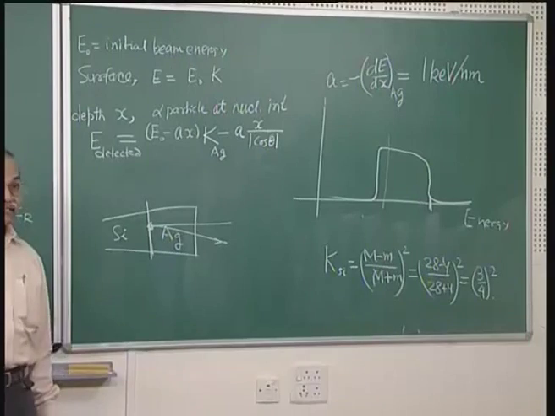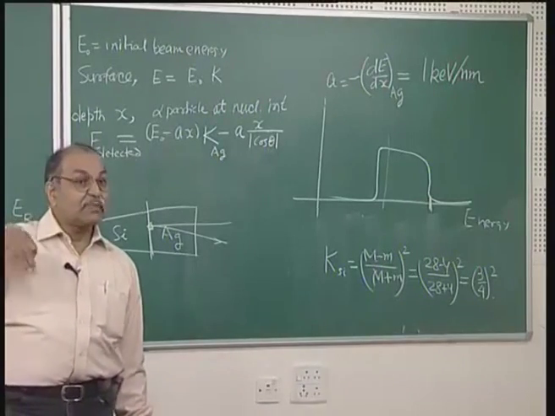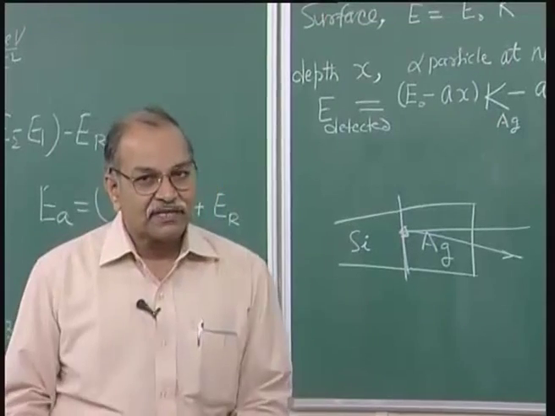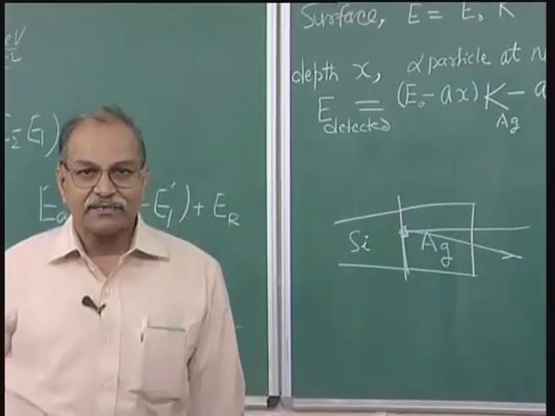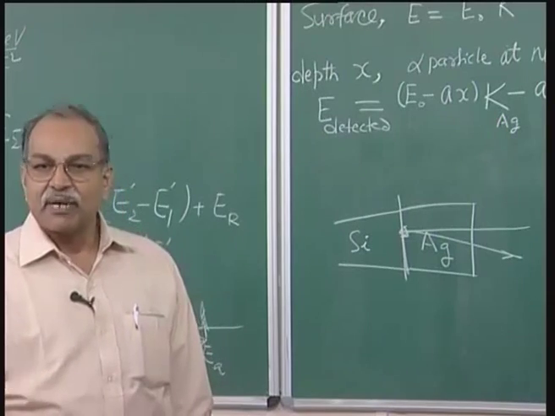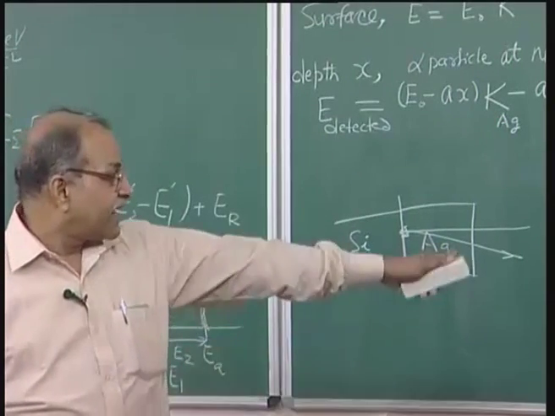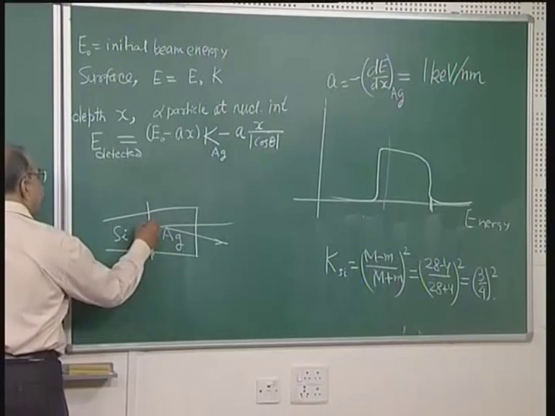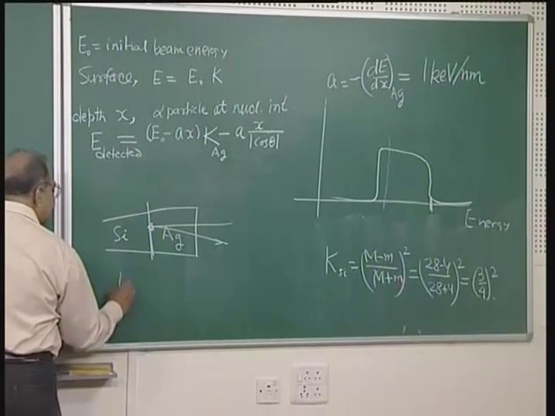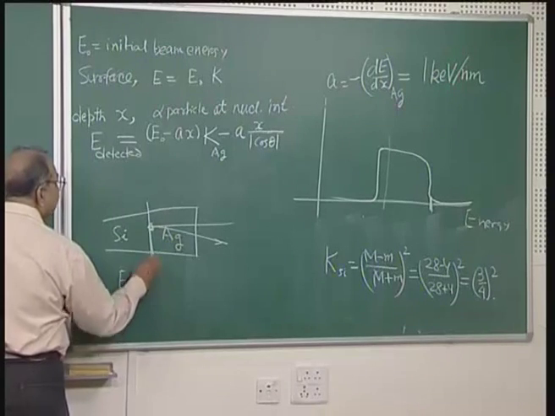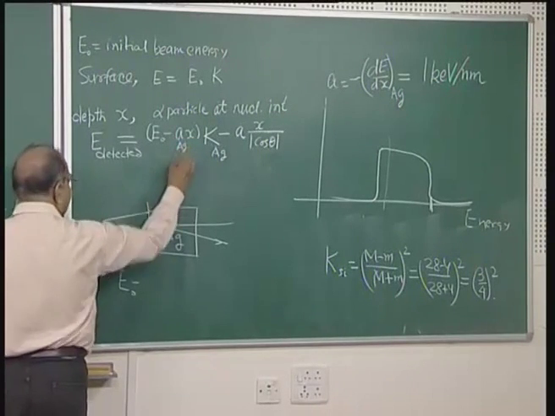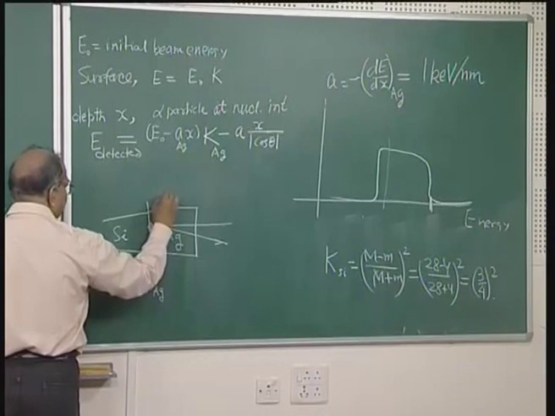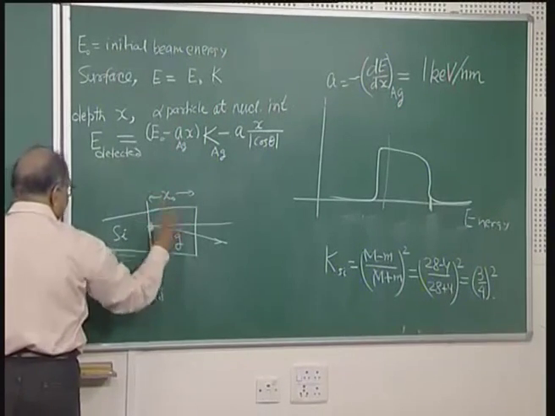The heavier the nucleus, the kinematic factor will be larger, closer to 1, and for a lighter nucleus, a lot of energy is taken away by that lighter nucleus in recoil, and this alpha particle will have smaller energy. So, this factor will be small. So, when it falls here, at that time it is E naught minus A silver times this whole depth, x naught.